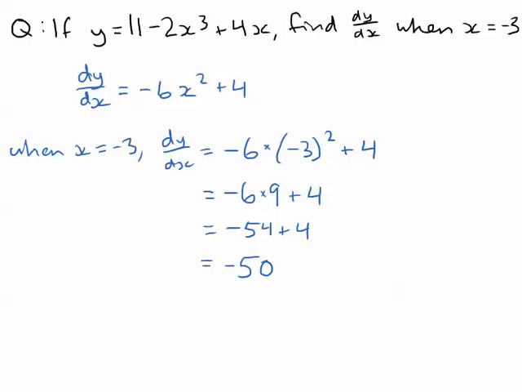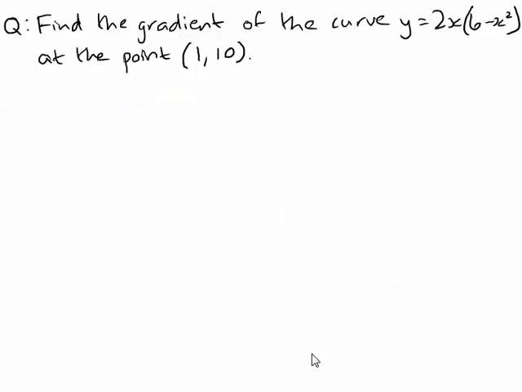And let's do the next question, which is find the gradient of the curve y equals 2x brackets 6 minus x squared at the point 1, 10. So first of all, we're going to have to differentiate this. Oh, but before we can differentiate it, we have to multiply out the brackets. So let's rewrite our function as 12x by multiplying this by this, and then we're going to multiply 2x by minus x squared, so that gives us minus 2x cubed. So all I've done is multiply out the brackets here, and the next step is to differentiate it.